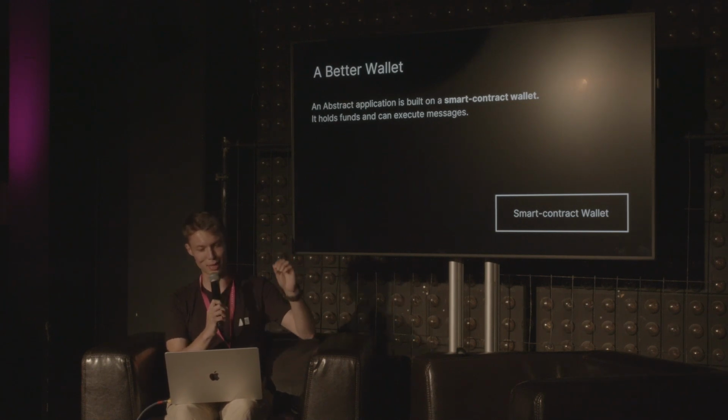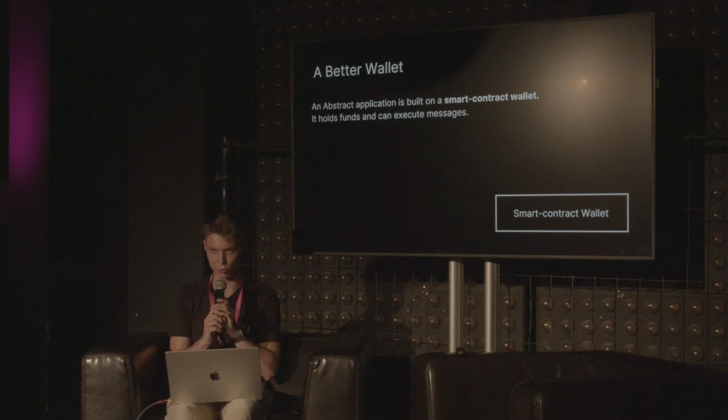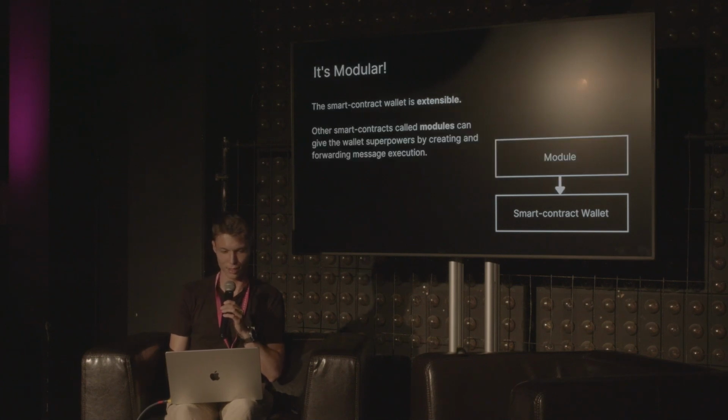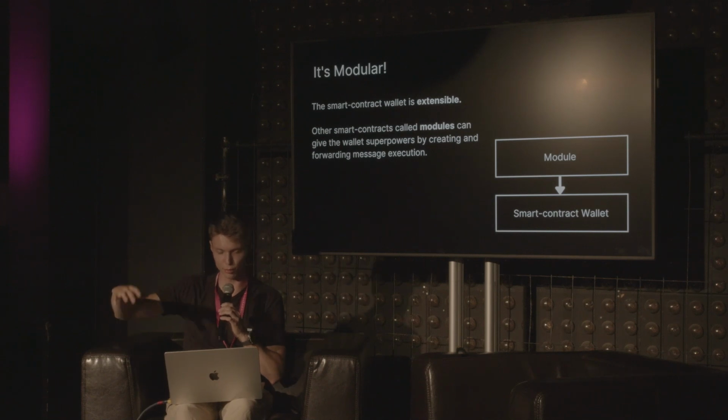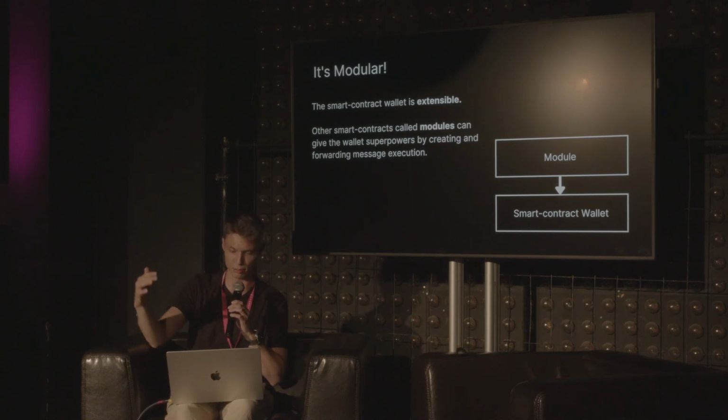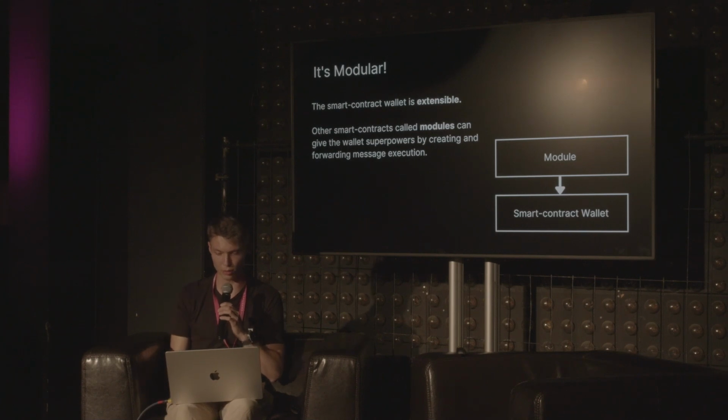Now, we start with the wallet. So every abstract application is built on top of a smart contract wallet, and this wallet holds funds and it executes the commands that are sent to it. So it acts as a proxy for message execution. And we made it modular. So we added the ability to install a module, so a different smart contract on top of the smart contract wallet, which makes the wallet extensible. And it gives the smart contract wallet superpowers because this module is able to construct messages and then forward them to the smart contract wallet, which then executes them. So we can start programming logic around the smart contract wallet.